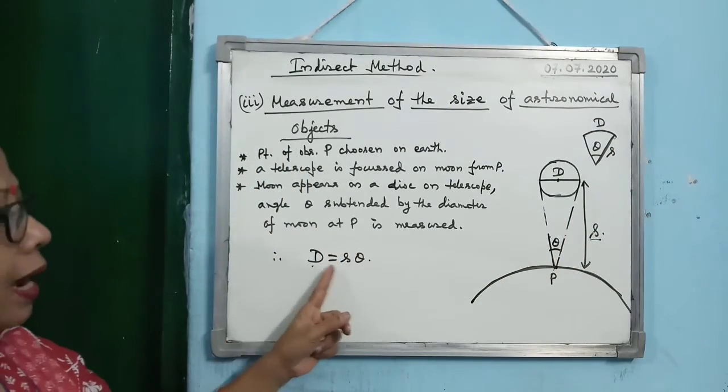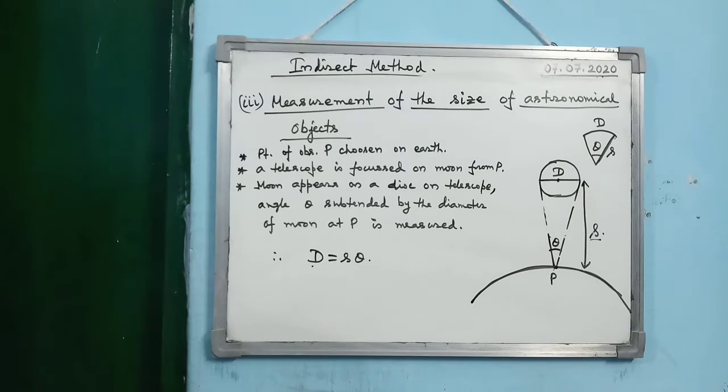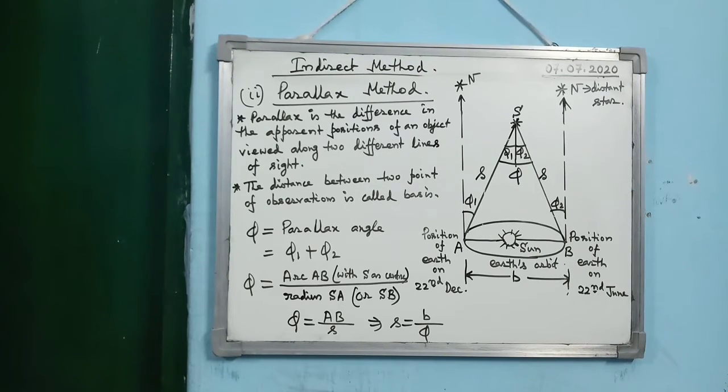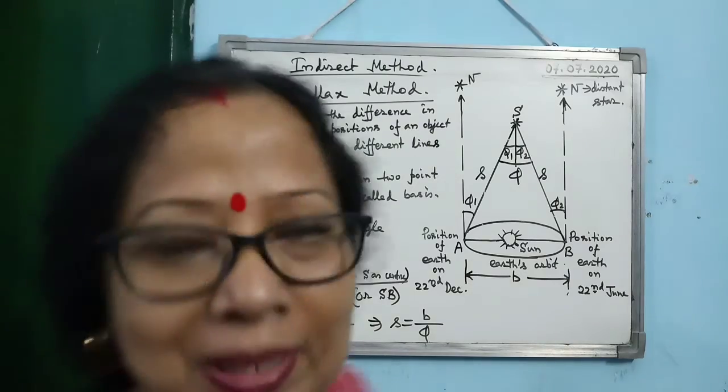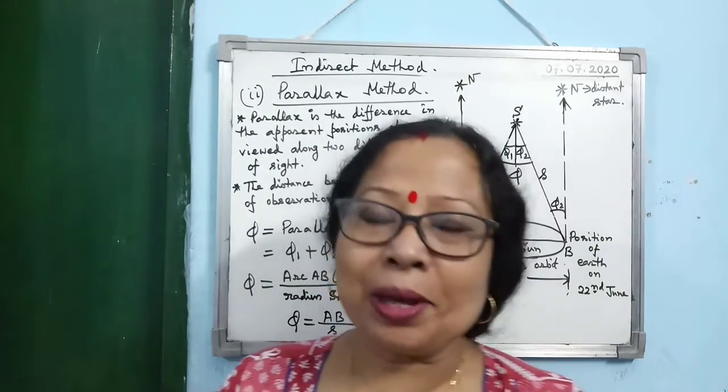And what will be the diameter of the moon then? Diameter of the moon will be S into theta, where S is the distance of the moon from Earth, and theta is the angle subtended by the diameter of the moon at your telescope. Now next, very important, and the last indirect method that I will discuss is the parallax method.